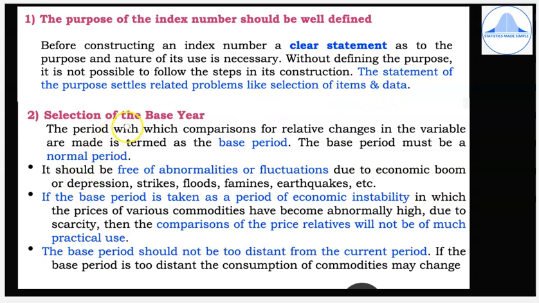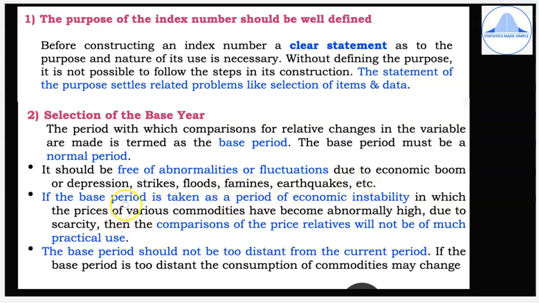Then under the second point, that is selection of the base year. First you can define what is the base year. That is the period with which comparisons for relative changes in the variable are made, termed as the base period. Then you can mention that the base period should be a normal period and it should be free of abnormalities or fluctuations due to economic boom or depression, strikes, floods, famines, earthquakes, etc.